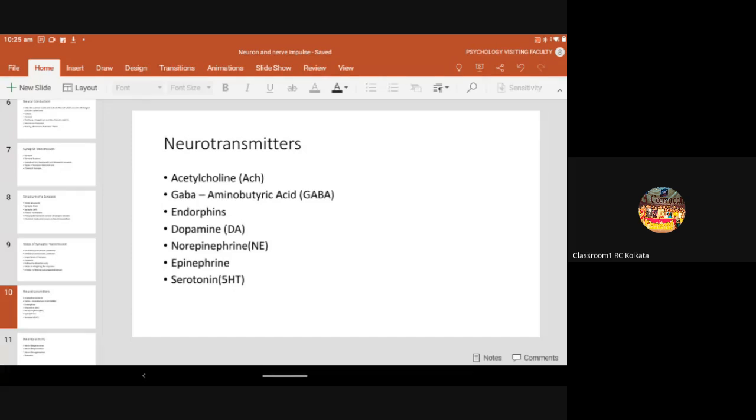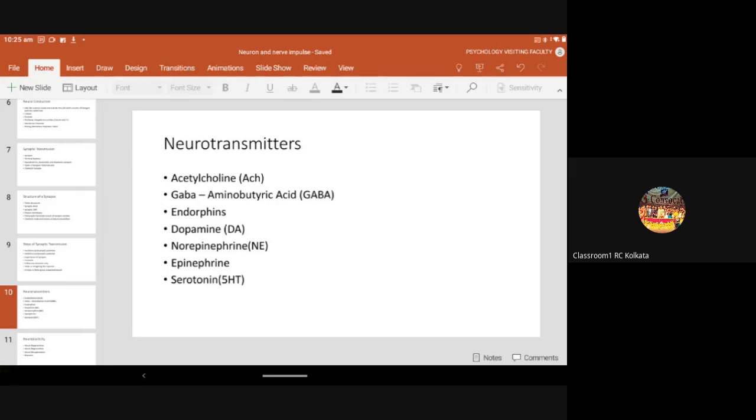Now, you can see on the screen, there are some names present here. These are mainly the excitatory neurotransmitters like the acetylcholine, that is ACH, then GABA, gamma-aminobutyric acid, in abbreviated form it is known as GABA, then endorphins, the dopamine, that is DA, and norepinephrine, NE, epinephrine, and as well as serotonin, which is abbreviated as 5-HT.